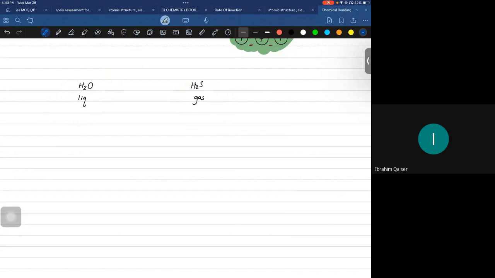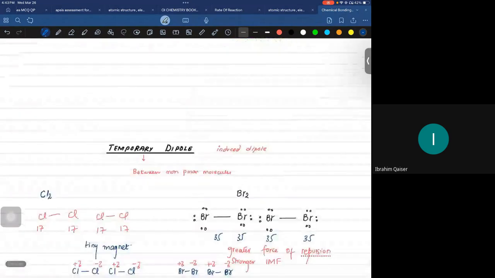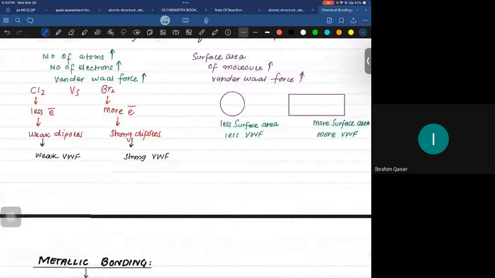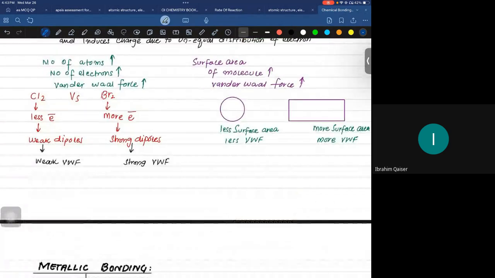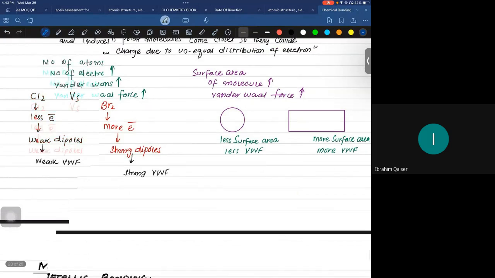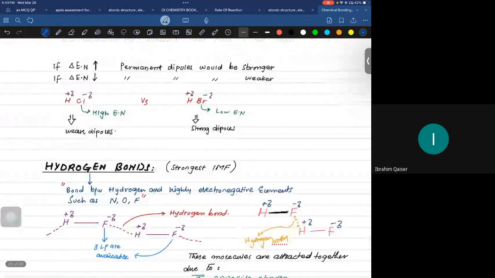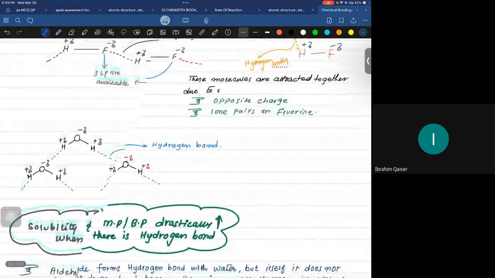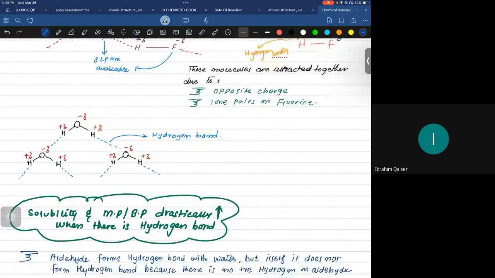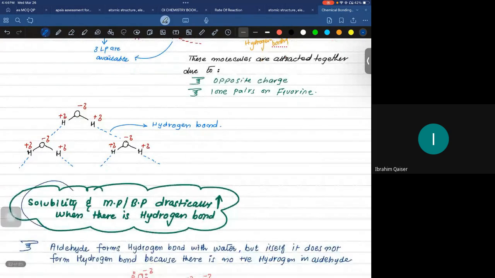If you have hydrogen bonding, what would be the effect on that molecule? The density increases, the solubility increases, the boiling point increases. This is the characteristic of hydrogen bonding. Due to the presence of hydrogen bonding, the solubility and the melting and boiling points drastically increase.